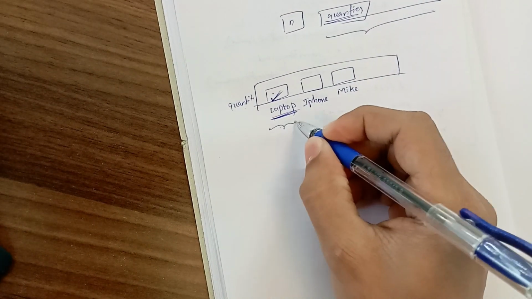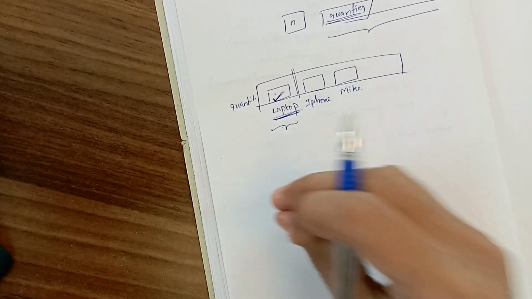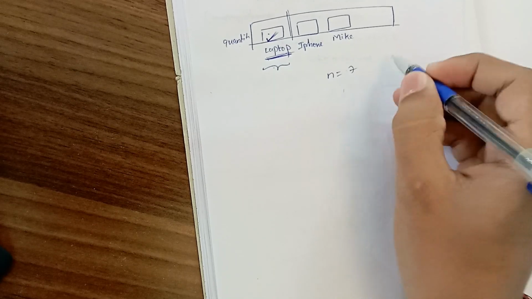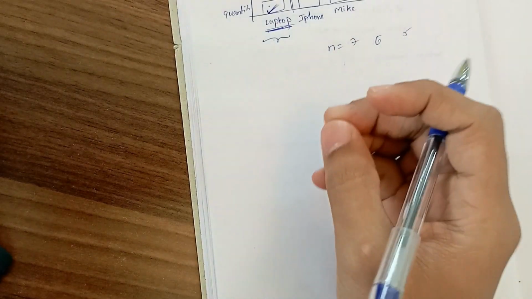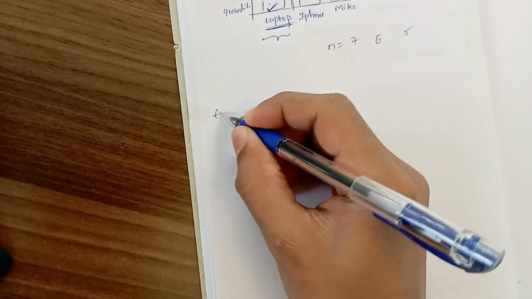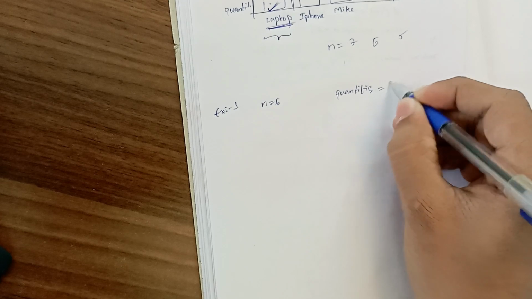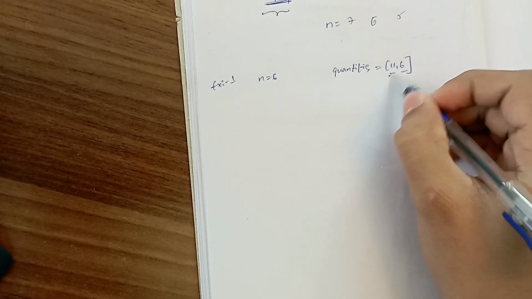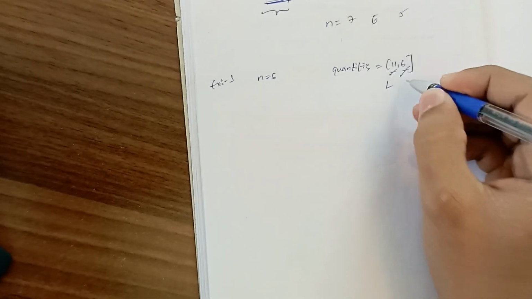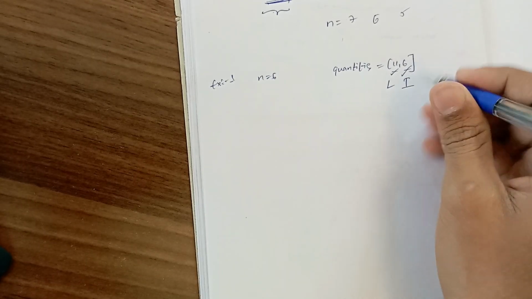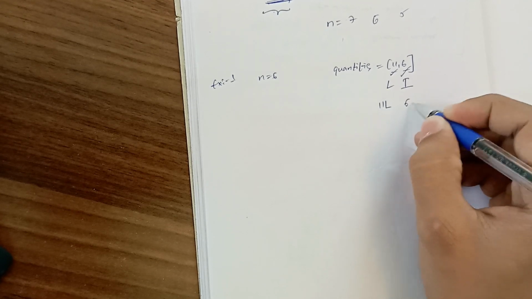That means every index has a different type of product. So we are given n, maybe 7 or 6 or 5. But if we take an example, n is equal to 6 and quantities is equal to 11 comma 6. That means we are given two items which have quantities of 11 and 6. Maybe it is a laptop, assume it as an F. So we are given 11 laptops and 6 iPhones.